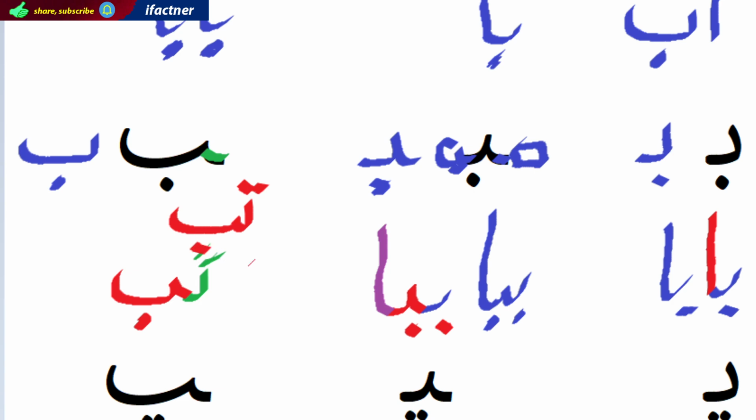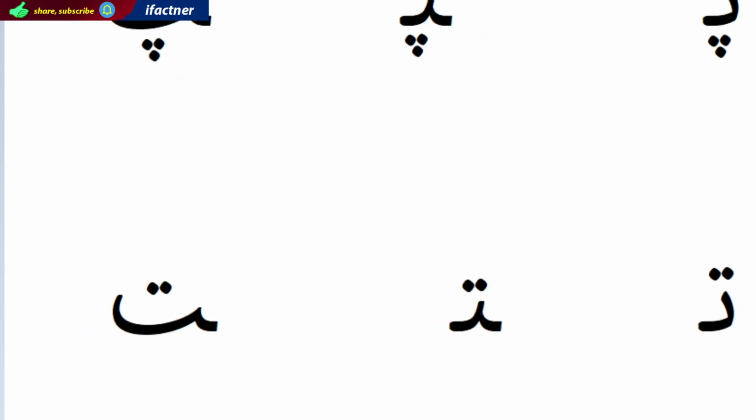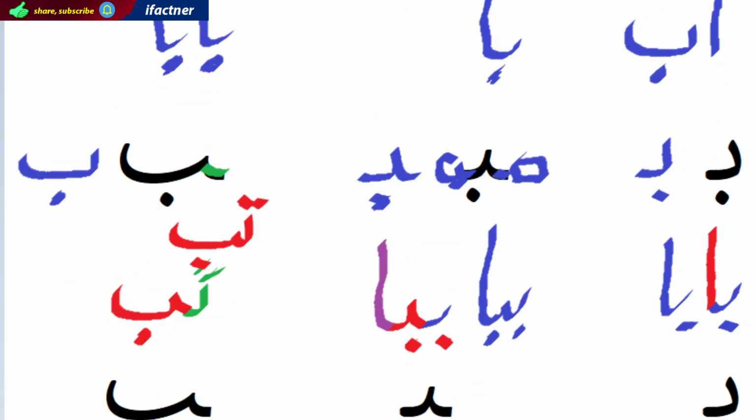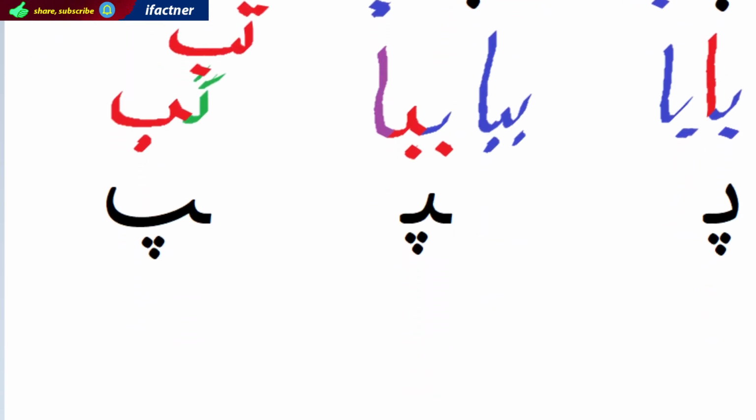Now if you have learned how to write Be, then it will be very easy for you to write Pe, Te and Se, because they are connected in the same way and they are written in the same way in their initial, middle and final positions. Now the next letter is Pe. Let's see how we write Pe. Pe is just written like Be but with 3 dots under it.